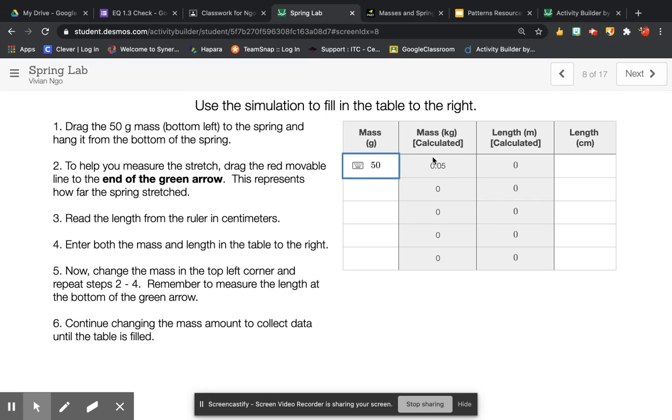Okay. And even though it says grams, it also calculates in kilograms, which is what we would be graphing from, and the length is what we'll be graphing from in the end. So read the length from the ruler in centimeters. Enter the mass and length in the table to the right. Read the change in mass at the top left corner and repeat steps 2 to 4.